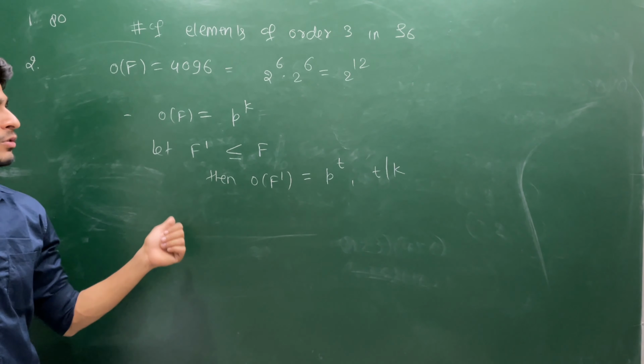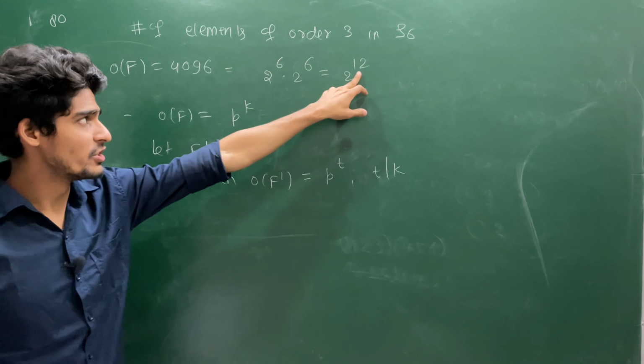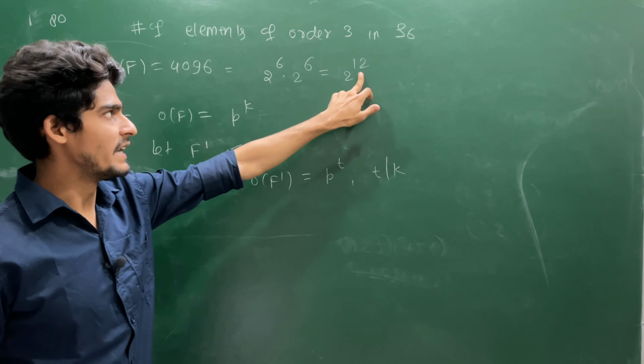And conversely, for any divisor T of 12, or in general, if T is a divisor of K, then it must have a subfield of order P power T. So this is a basic theory I am using from finite fields. The proof is basic, you can do it by yourself, or if you have any standard book of field theory, you will get a proof for finite fields.